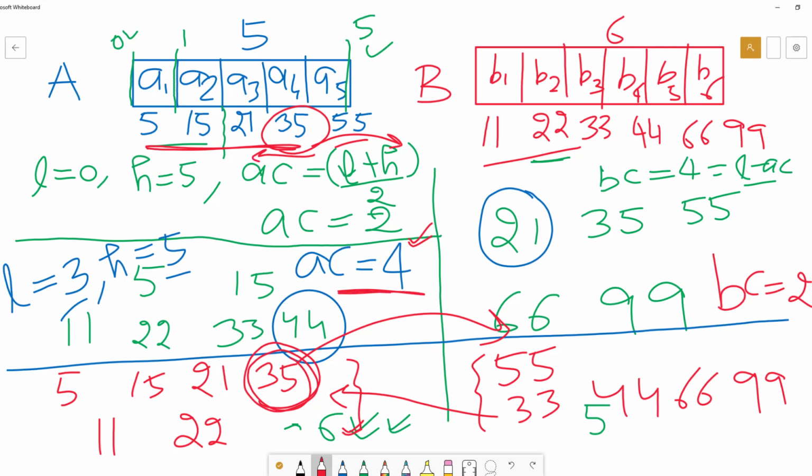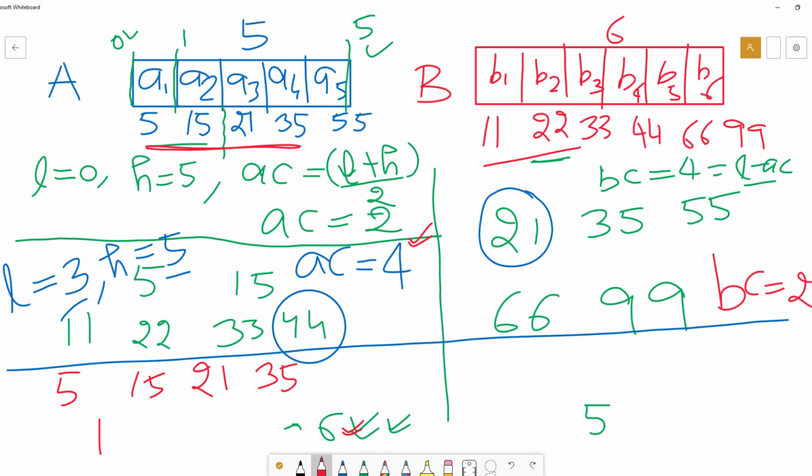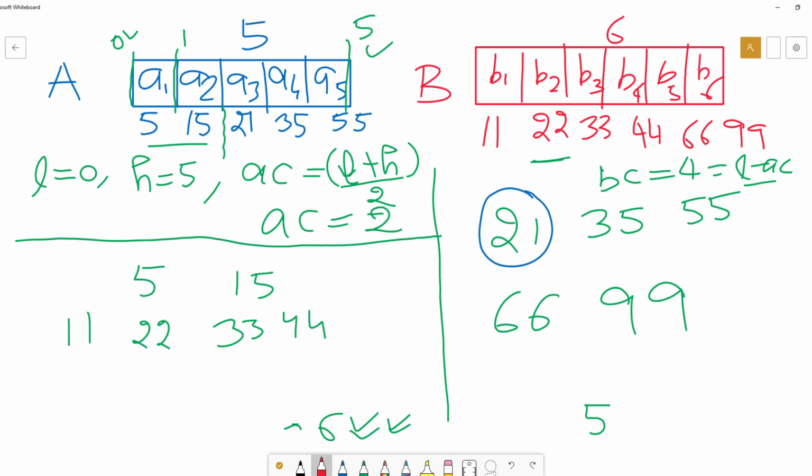So here our AC was 4, so high will get changed to AC minus 1. Eventually you will see here L is 3 and high will become 4. This is the next point we have reached. So our L is 3, H is 4, and AC we have to calculate once again. If we calculate 3 plus 4 by 2, it will come out to be 7 by 2, which is 3. So now we are at a point where we are saying the division at point 3 is better.